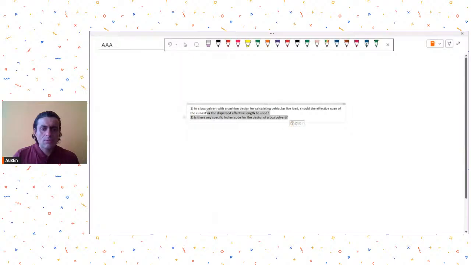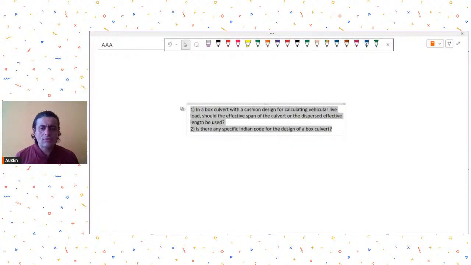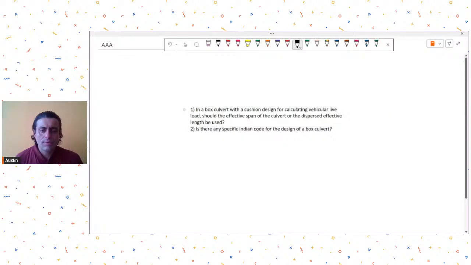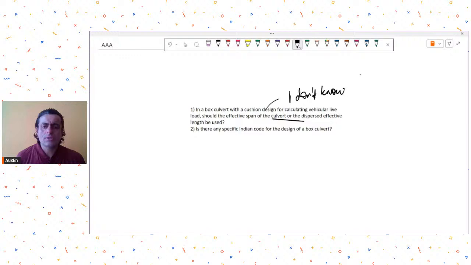In a box culvert with a cushion, for designing for vehicular live loads, should the effective span of the culvert or the dispersed effective length be used? I don't have much experience working on box culverts, although we have done box culverts, but I don't have codal experience, where I know the codal provisions or the codal landscape when it comes to box culverts. And then his next question is, is there any specific Indian code for design of box culvert?